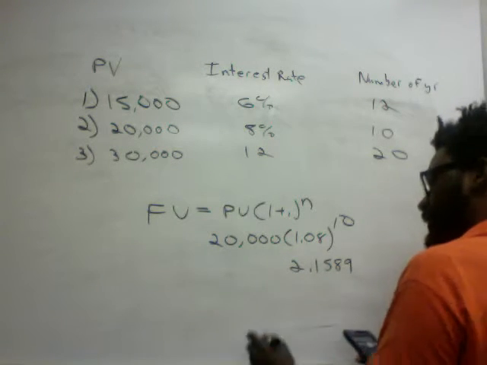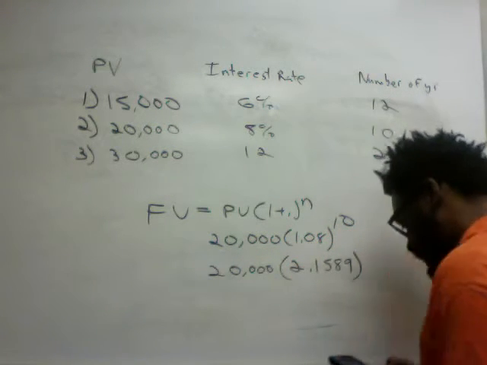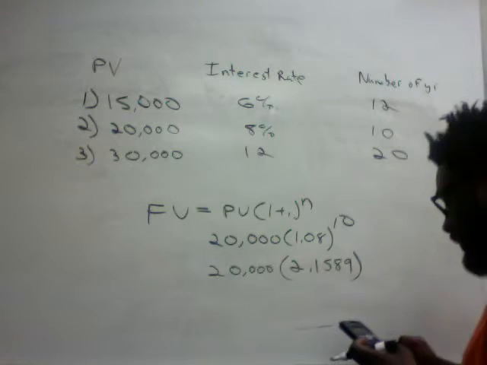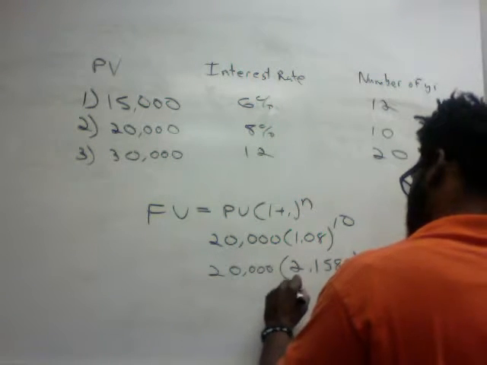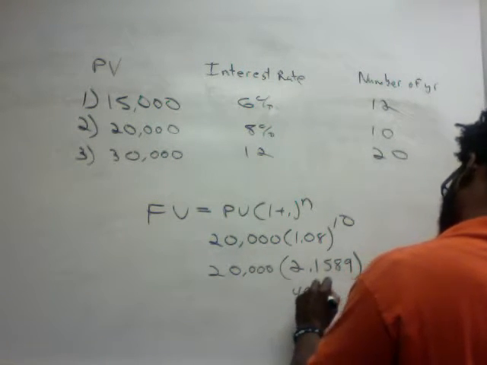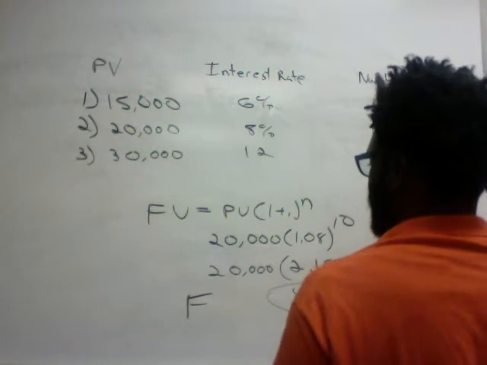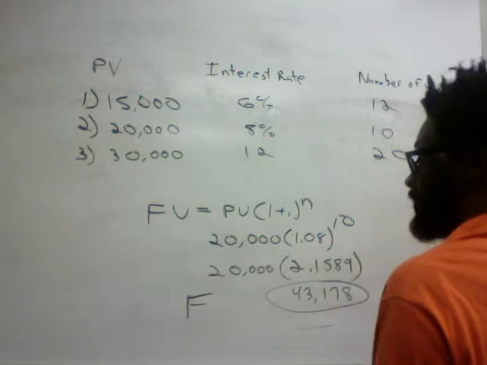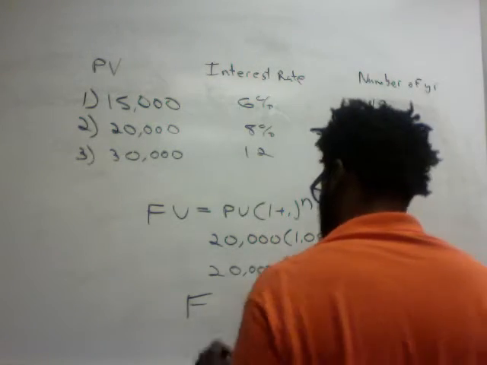2.1589 times 20,000 gives us 43,178. So 20,000 for 10 years at 8% interest, you more than double your money. Not bad. Not bad at all. All right.